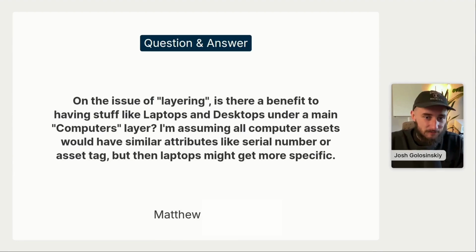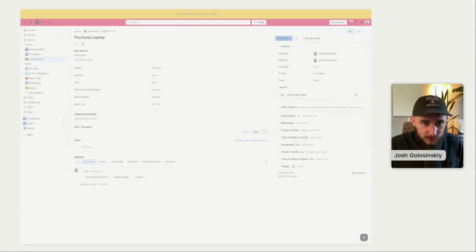The issue of layering, so I'm assuming the layers of work items inside of the asset schema. Is there a benefit to having stuff like laptops and desktops under a main computers layer? I'm assuming all computer assets would have similar attributes like serial number or asset tag, but then laptops might get more specific. I could probably share what this looks like.